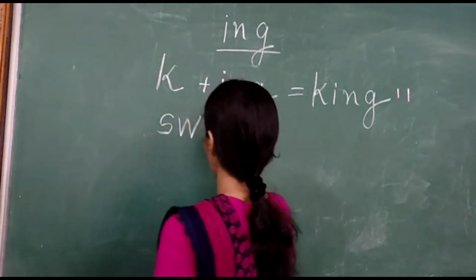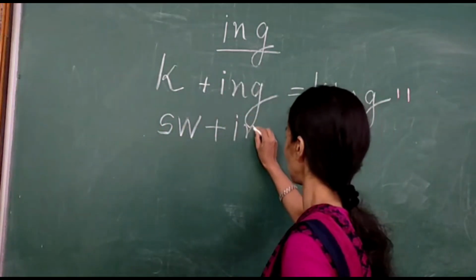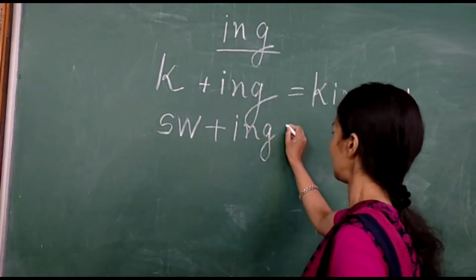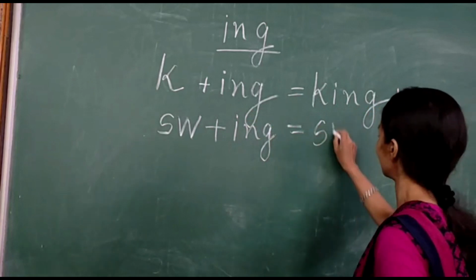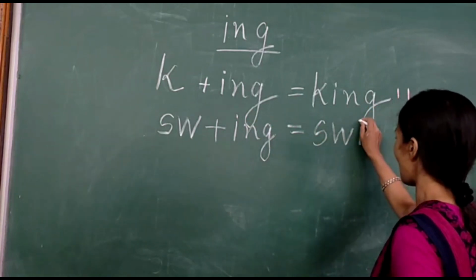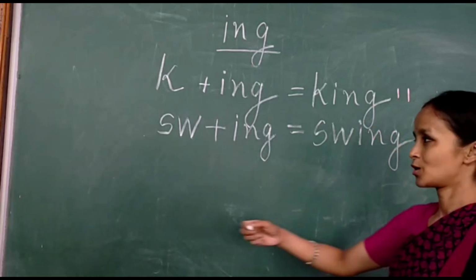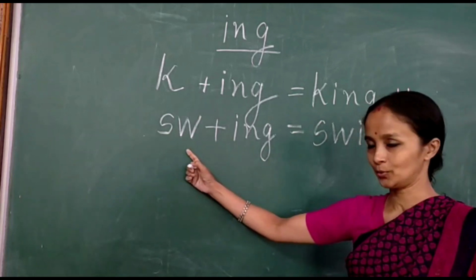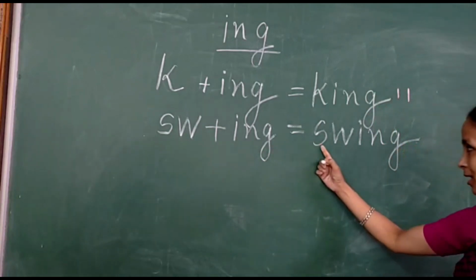If we add S-W with ing, it will be swing. S-W-I-N-G, swing. So SW plus ing, swing.